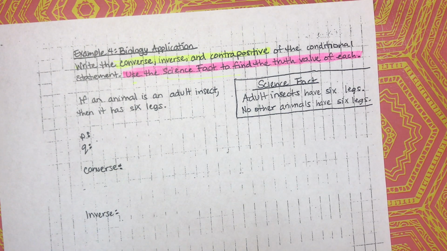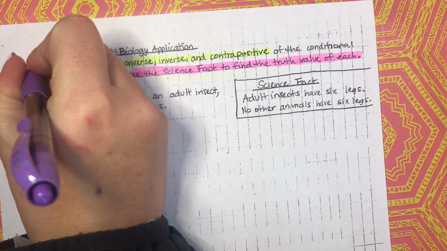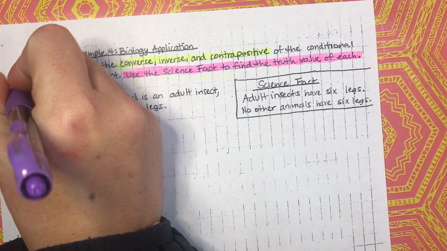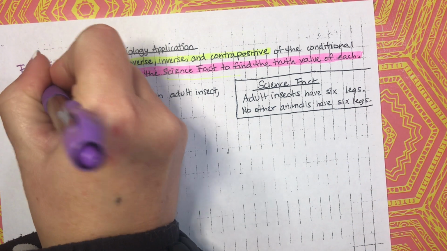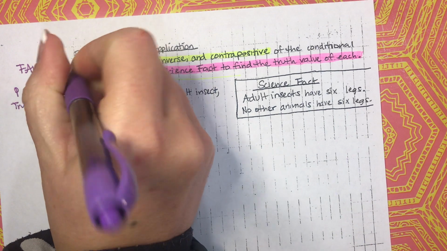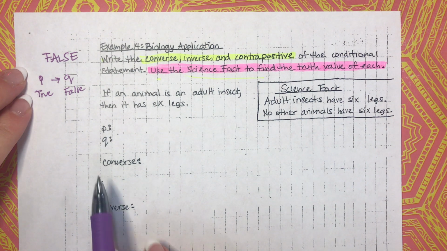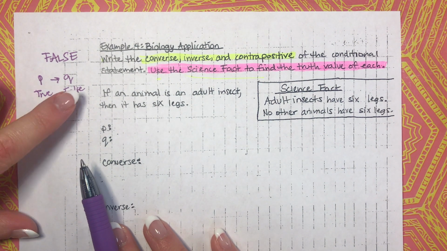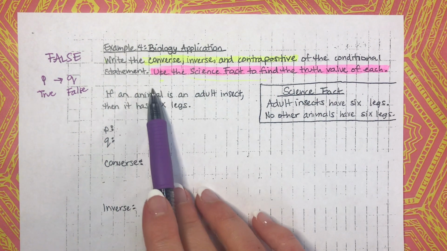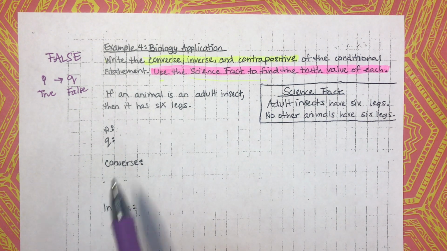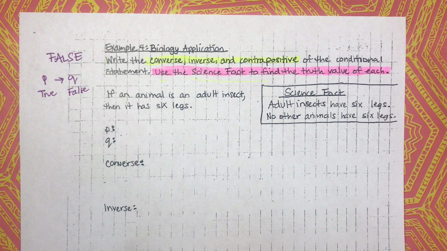And remember, the only way the truth value is false is if the hypothesis is true and the conclusion is false. Now, this is going to get a little confusing because we're going to be flip-flopping the hypothesis and conclusion. The conditional is P to Q, this is Q to P, this is not P then not Q, and this is not Q then not P.